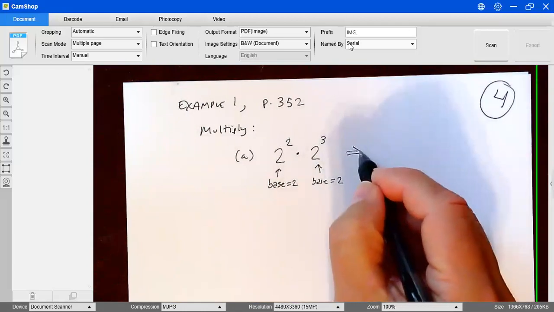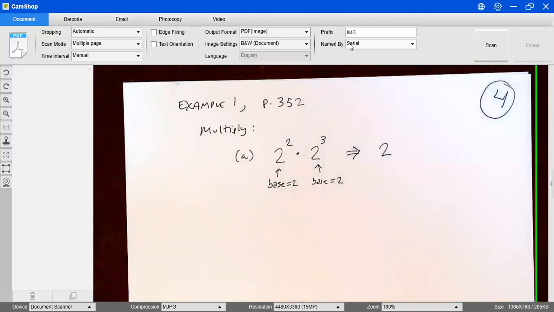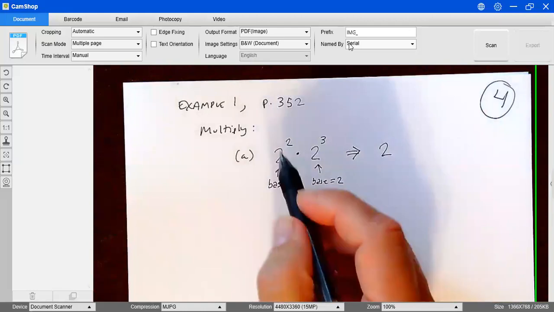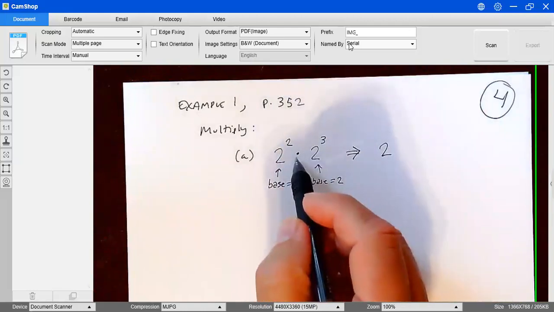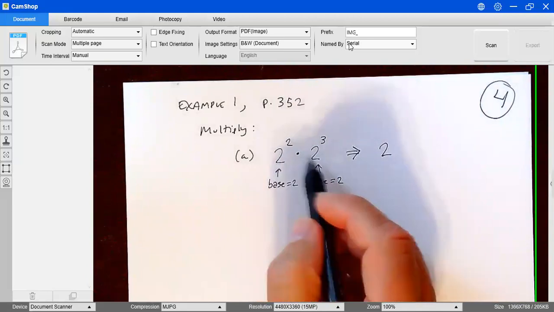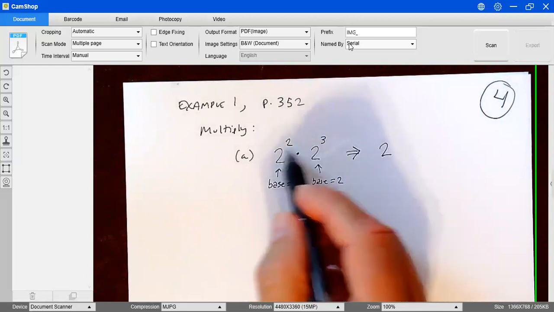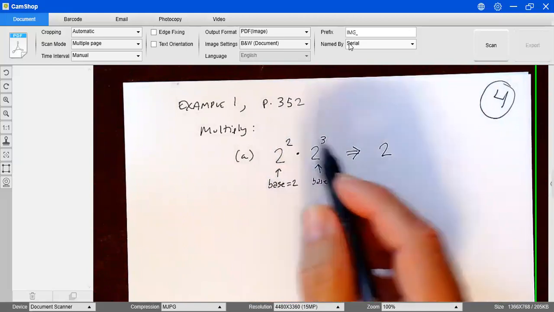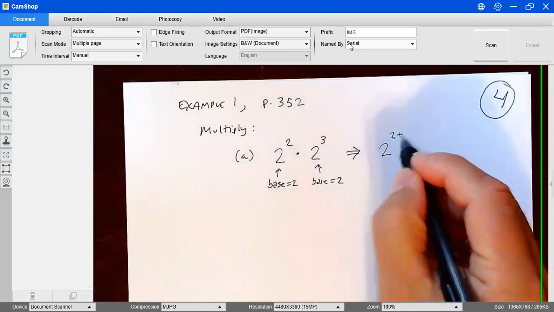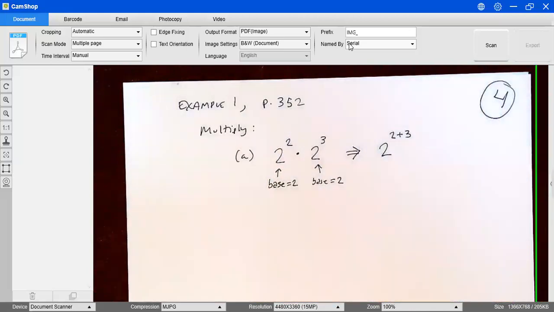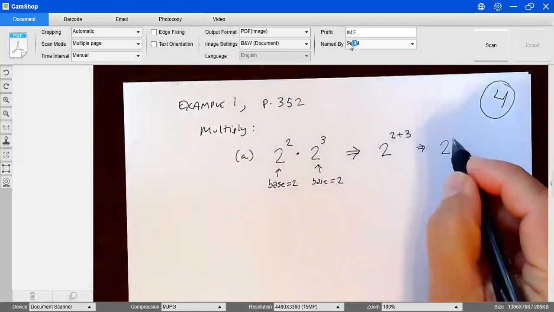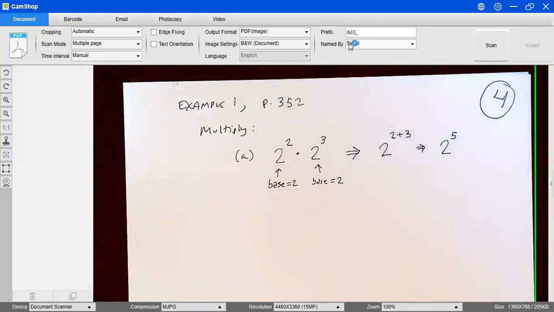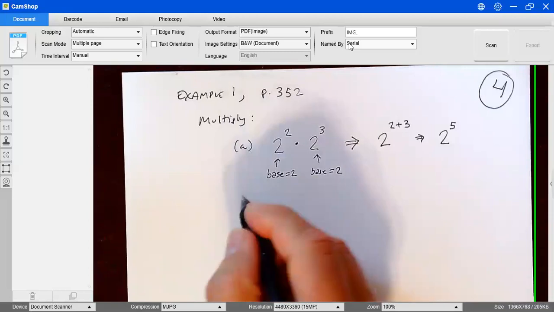So how do you do that? You write the common base, which is 2. And this is a multiplication operation. This is not raising to a power. So we are multiplying two different powers of the same base. So we're going to add the exponents. So the answer is going to be 2 to the 5th power. So that's the first case.